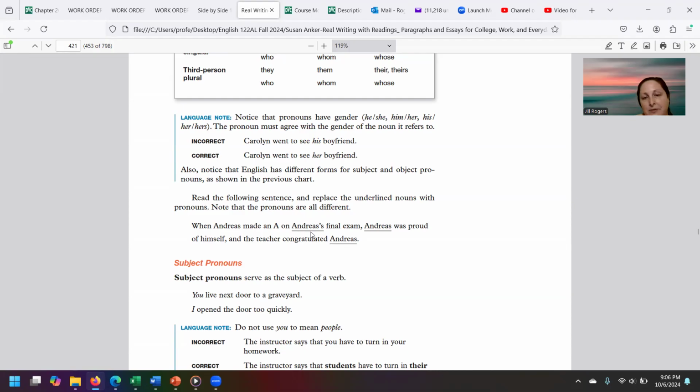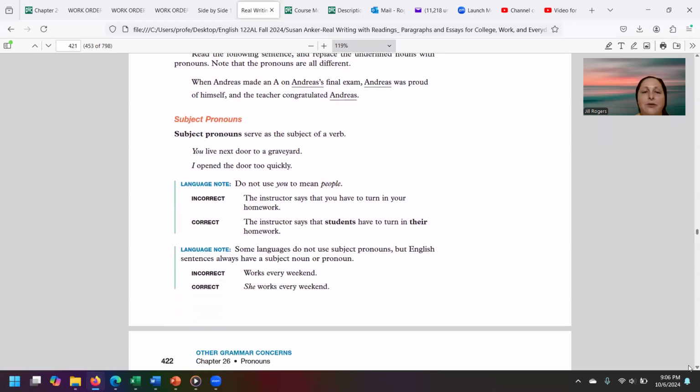So what's the possessive of Andreas? It's his, right? When Andreas made an A on his final exam, and this is the subject pronoun, right? So what's the subject pronoun for a male? He was proud of himself, and the teacher congratulated. So this is the object because the teacher is the one doing it. So it would be him. Again, when Andreas made an A on his final exam, he was proud of himself and the teacher congratulated him. All right.